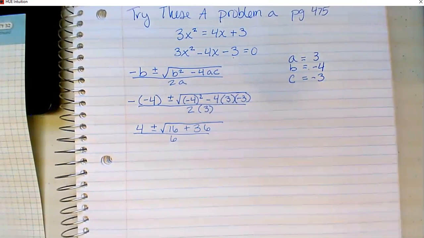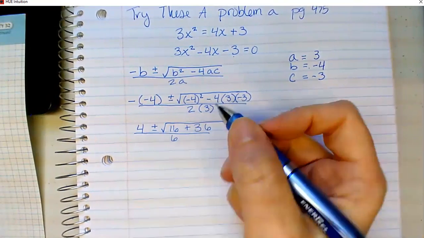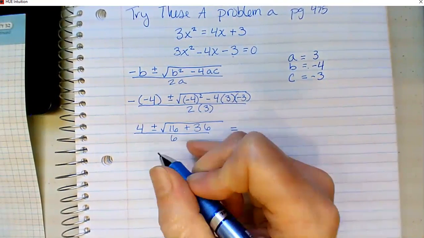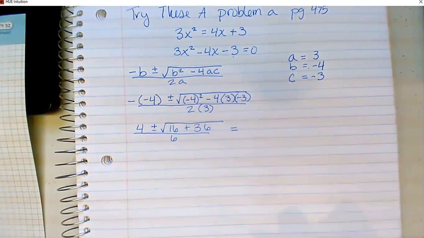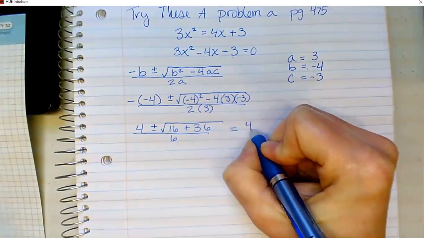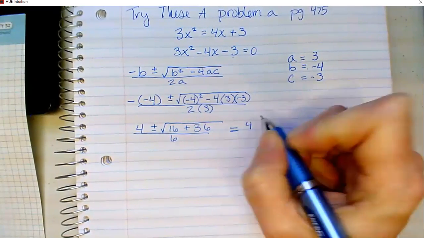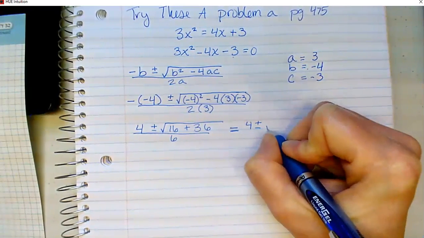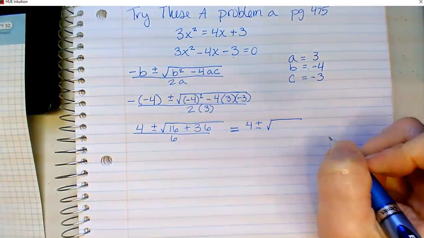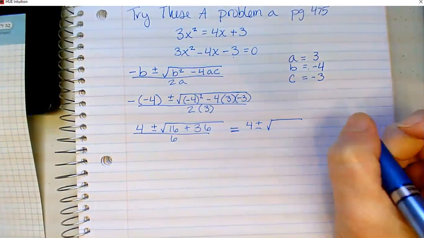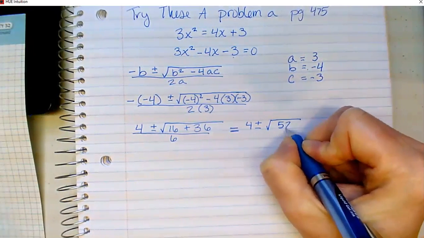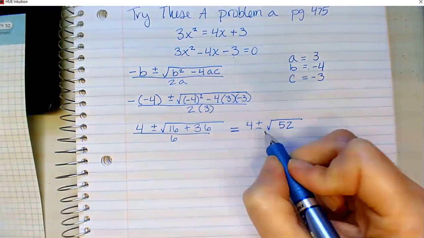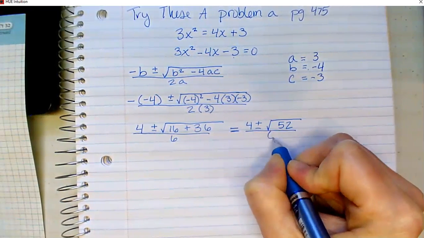Remember you can use a calculator for all of this. Let's continue to simplify. You can work down or put an equal sign and work out to the side, whatever you feel like. Just make sure that you're using equal signs or you're working down. So 4 plus or minus the square root of 16 plus 36, which gives us 52. The square root of 52, divided by 6.